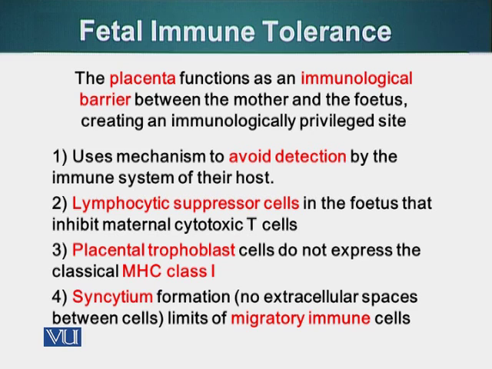The second strategy is lymphocytic suppression. There are special cells that can suppress the immune system, and they also become active in suppressing the immune system. Placental trophoblast cells do not express MHC class 1 molecules. We haven't talked about MHC class 1 molecules, but it is a type of molecule that plays a role in activation of certain types of T cells which can mount a response. Also, there's syncytium formation, which deletes the intercellular spaces, so immune cells cannot enter the fetus.